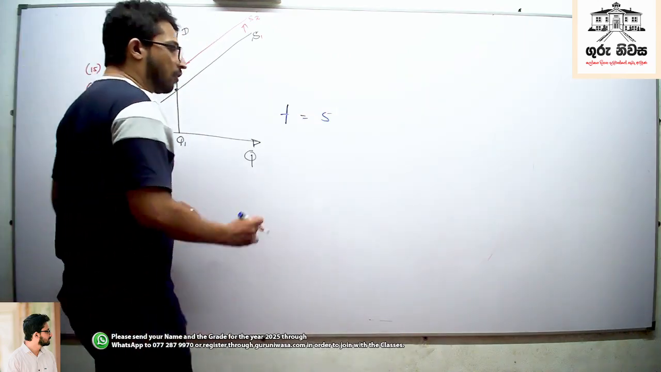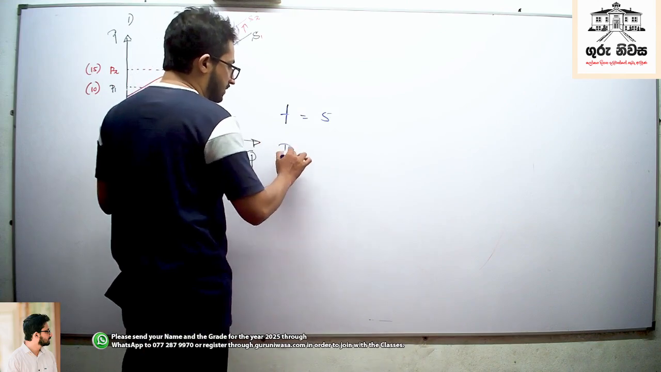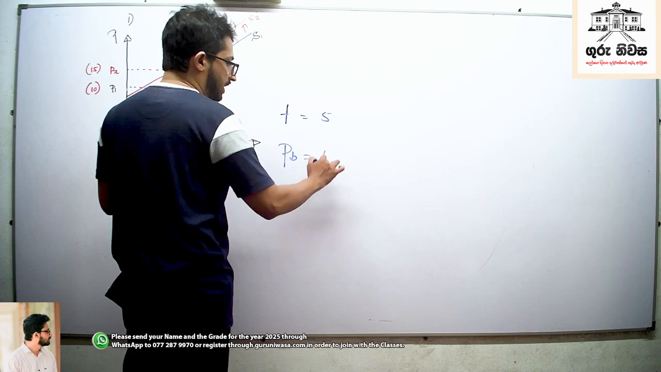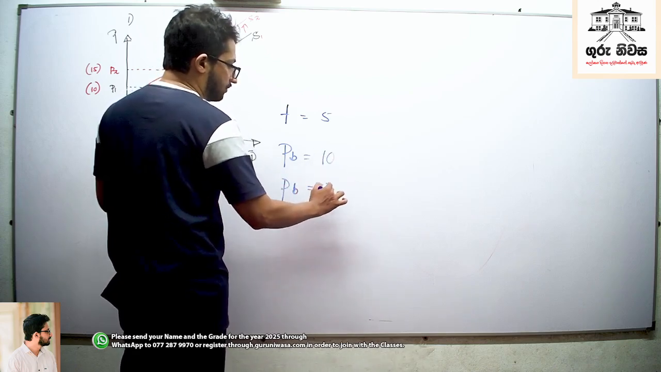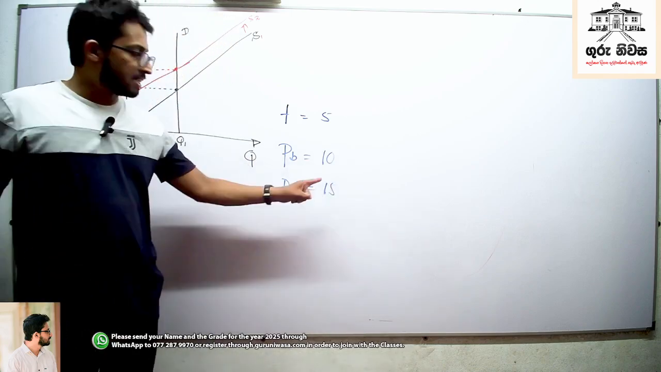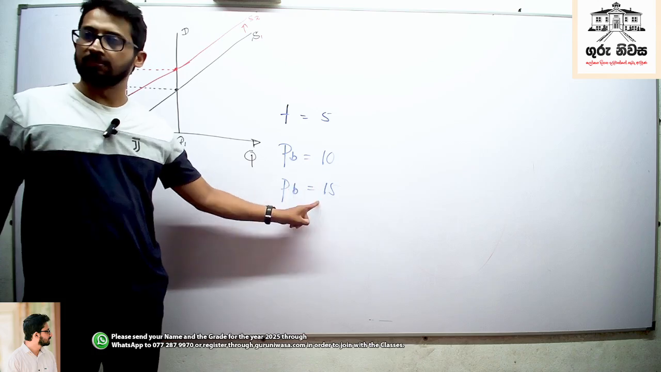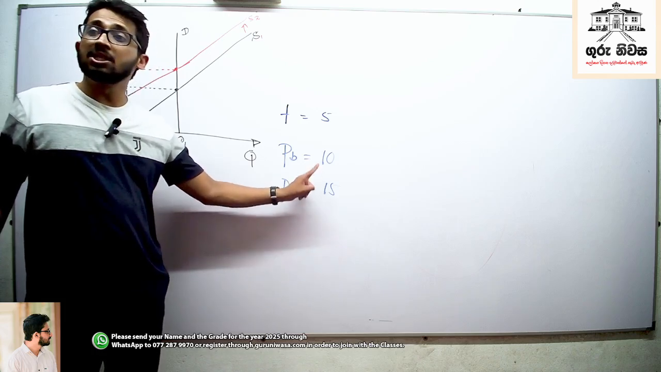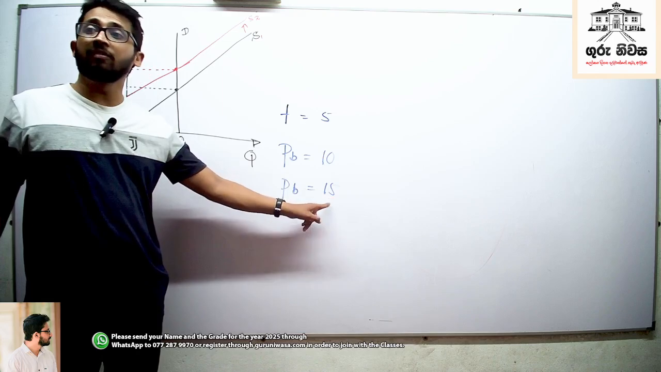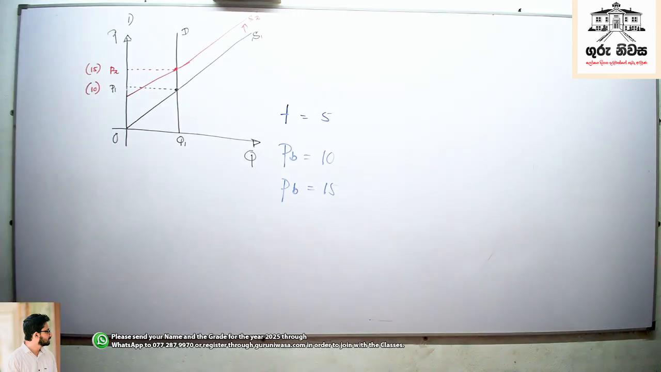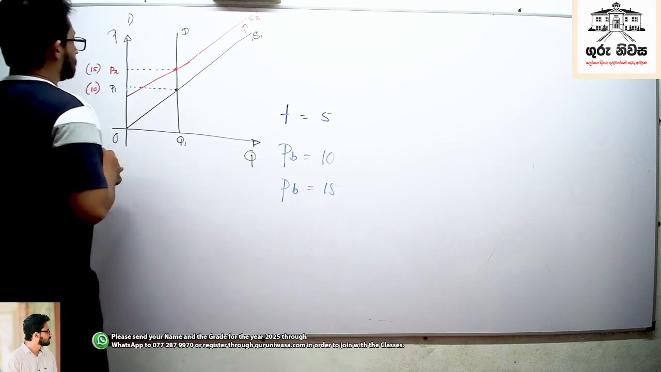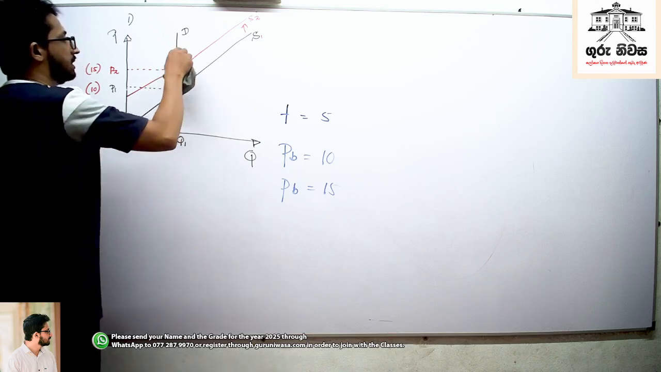Before the unit tax, the consumer pays 10 rupees. After the unit tax, the consumer has to pay 15 rupees. Then you can see the entire tax burden goes to the consumer. That's why 10 rupees, now 15 rupees. Here the entire tax burden goes to the consumer. The producer doesn't bear any tax burden.